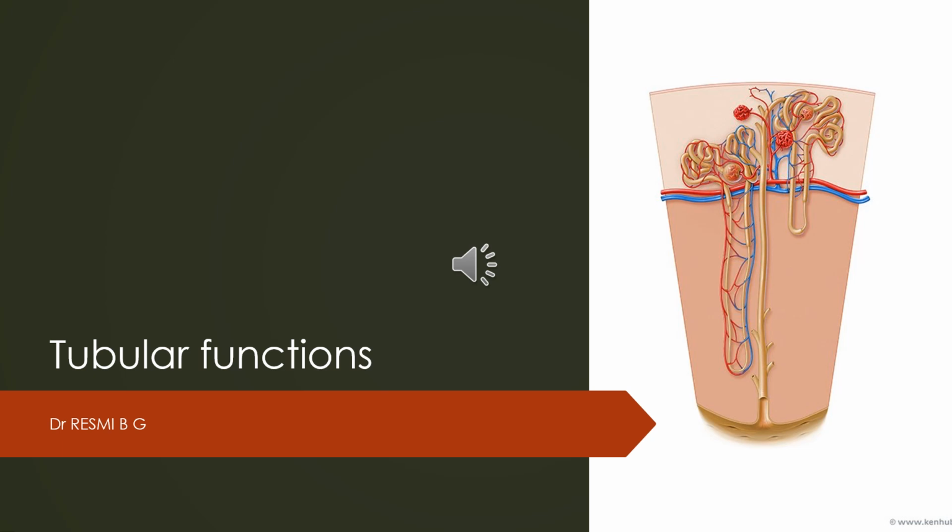Hi all. We have seen glomerular filtration in the previous session, which is the very first step in urine formation. Now we will discuss tubular functions, which include both tubular reabsorption and tubular secretion, in detail.